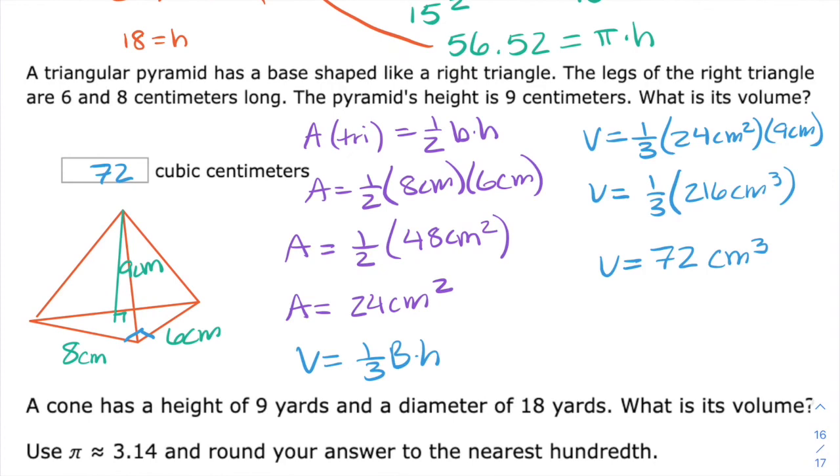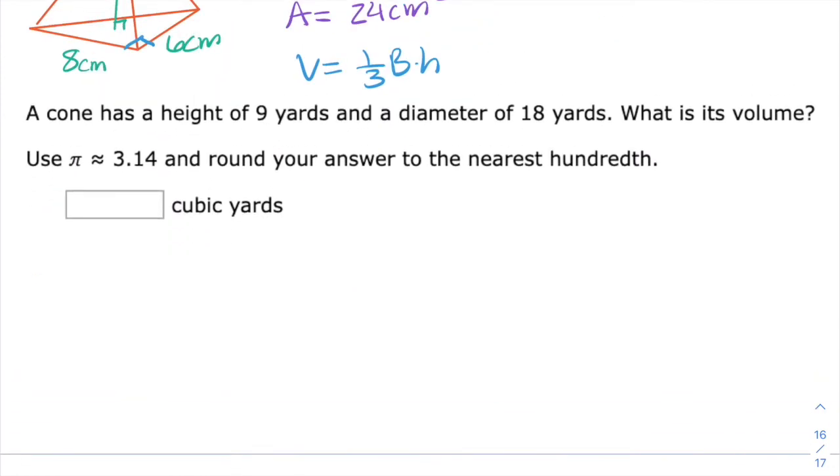Okay, so it involved 1/2 base times height, and then it's 1/3 base times height. So it ends up being a sixth of those values right there. 8 times 6 times 9 divided by 6. Yeah, it's our 72 right there. Okay. All right. I think this is the last one.